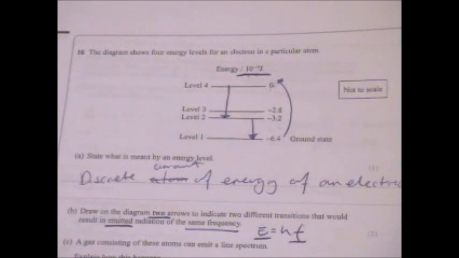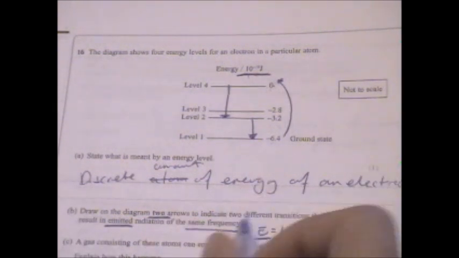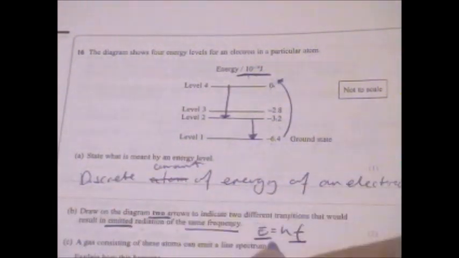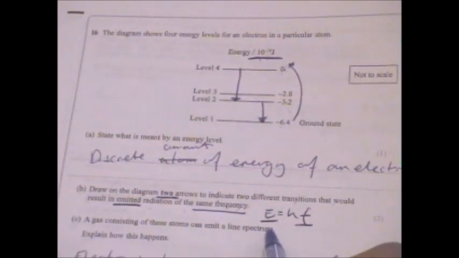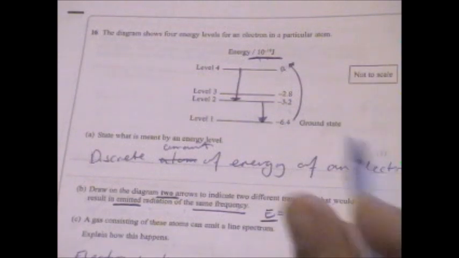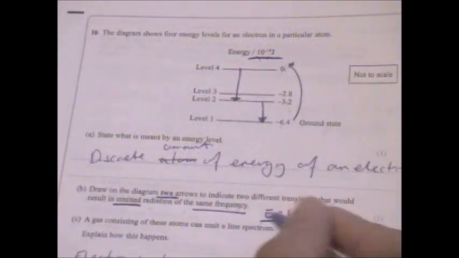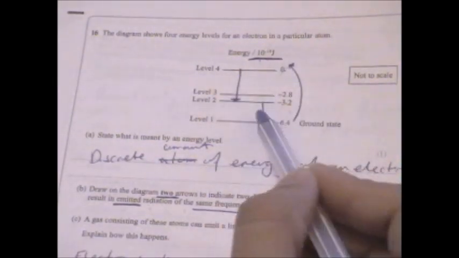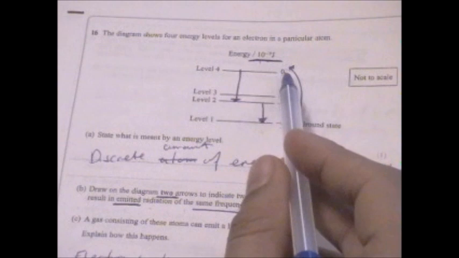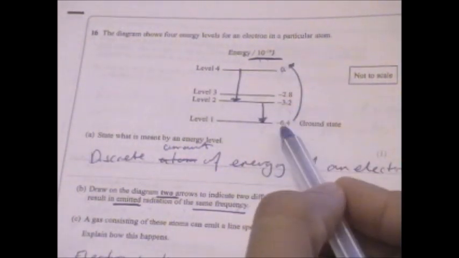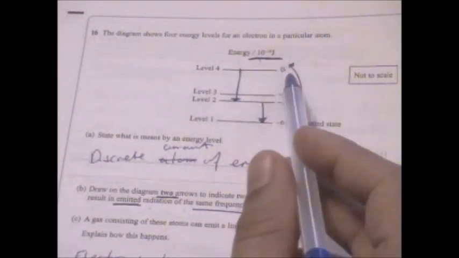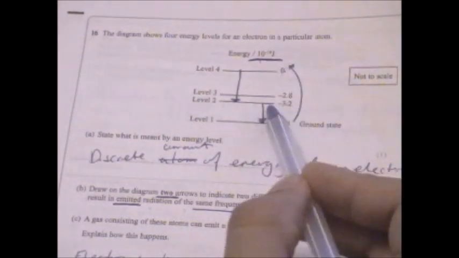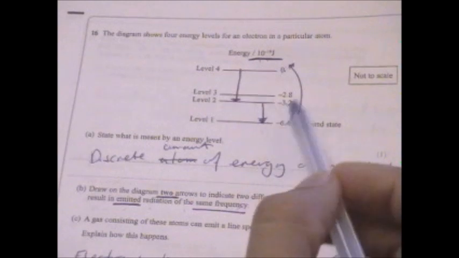So draw on the diagram 2 arrows to indicate the two different transitions that will result in emitted radiation of the same frequency. Remember, frequency is related to energy in terms of the expression E equals hf. So if they're going to have the same energy, they'll have the same frequency. So we're looking for two with the same energy, and you can see that over here, the two with the same energy are the ones that go from 0 to 3.2 and 3.2 to 6.4. So that transition, both have the same amount of energy.